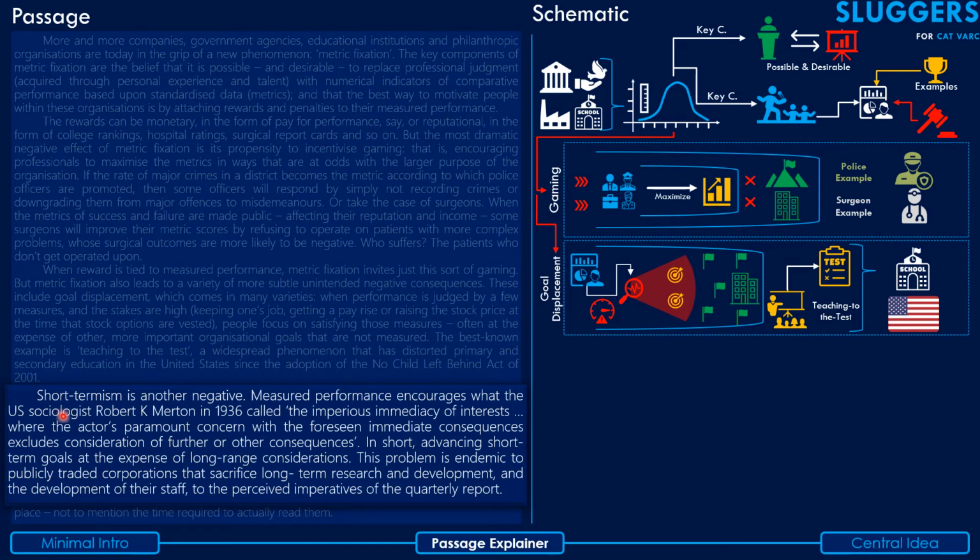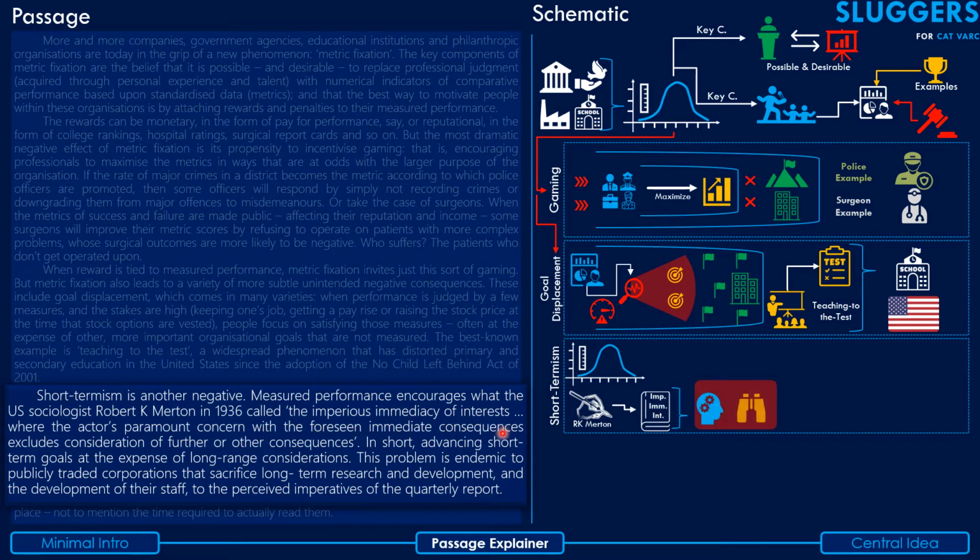Okay, coming to the fourth para. Short-termism is another negative. Measured performance encourages what the US sociologist Robert K. Merton in 1936 called the imperious immediacy of interests, where the actor's paramount concern with the foreseen immediate consequences excludes consideration of further or other consequences. In short, advancing short-term goals at the expense of long-term, long-range considerations. This problem is endemic to publicly traded corporations that sacrifice long-term research and development and the development of their staff to the perceived imperatives of the quarterly report.